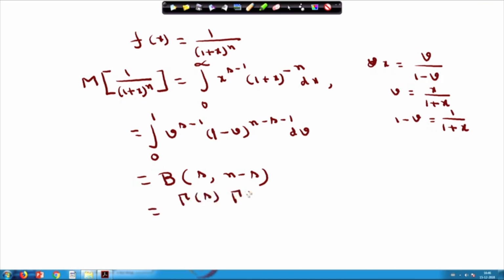This equals, if you wish, you can write down gamma s gamma n minus s by gamma n. Your s will be replaced over there. So, the Mellin function of 1 by 1 plus x whole to the power n is equal to beta s comma n minus s, and in terms of gamma function you can write it as gamma s gamma n minus s divided by gamma n.